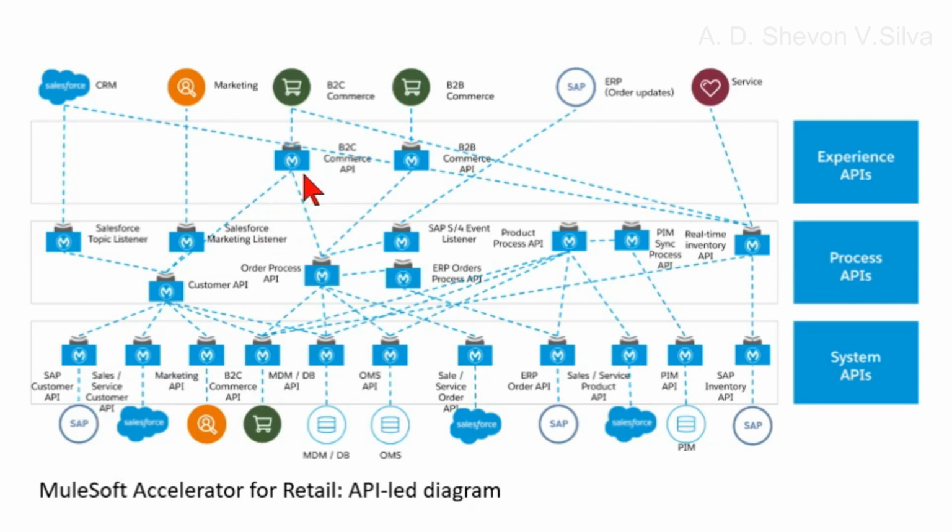New customer orders created in B2C commerce are posted through this API for further processing by downstream APIs and implementation. Get real-time inventory of products per store in B2C commerce from SAP S4 HANA.